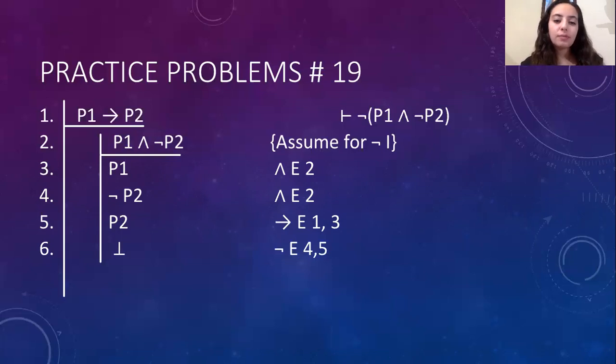And then from there, I can quickly add my negation outside of the whole thing because I showed that by assuming the positive version, I got a contradiction. So now I can add a negation because clearly the negation is true. Okay, so then let's go on to our next problem.